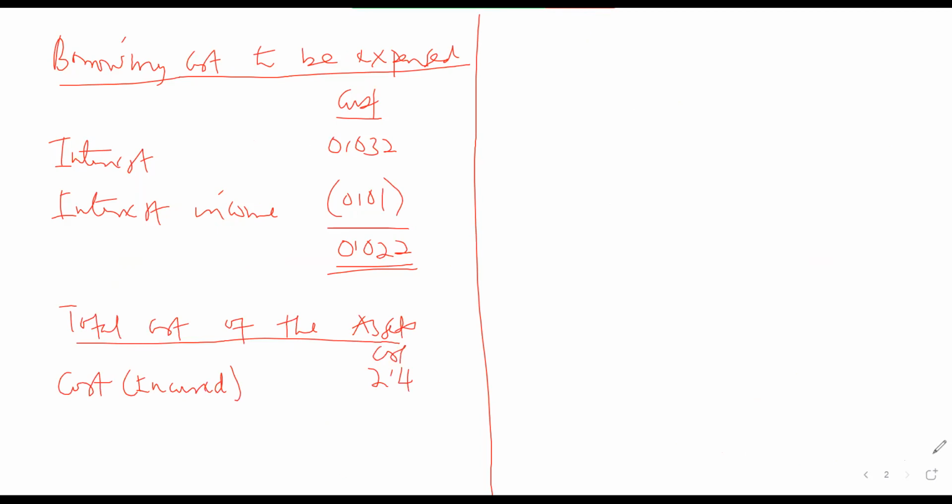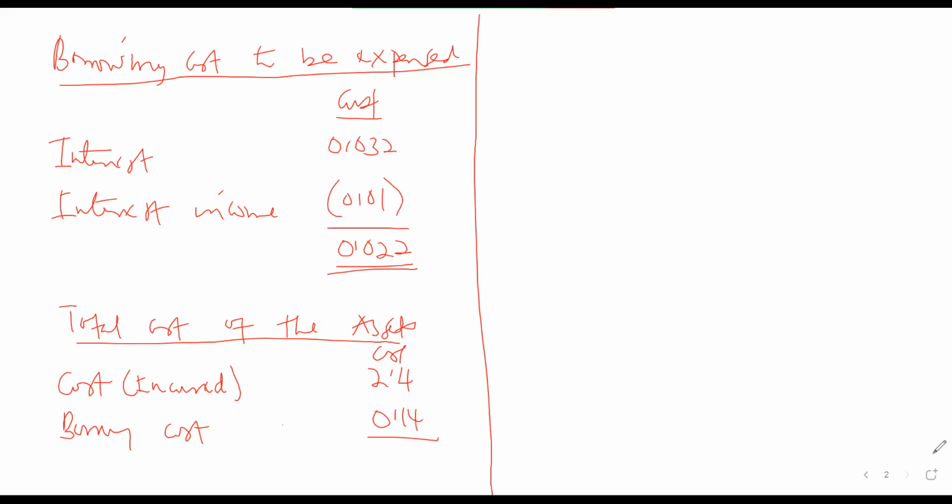which will be, we have spent all the 2.4. Then you add your borrowing cost to be capitalized, which will be the 0.14. That will be the total cost of the assets. So they can ask you for the total cost of the assets. You just ask yourself, what was the expenditure incurred on the assets so far? You put them together, then you just add your borrowing cost to that particular amount.